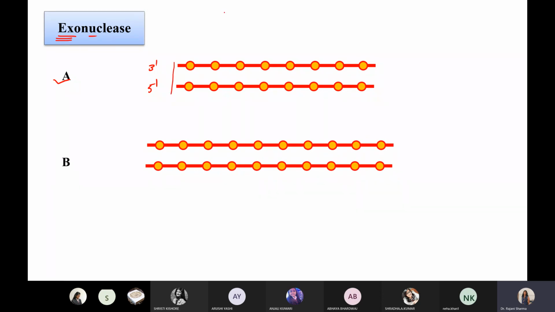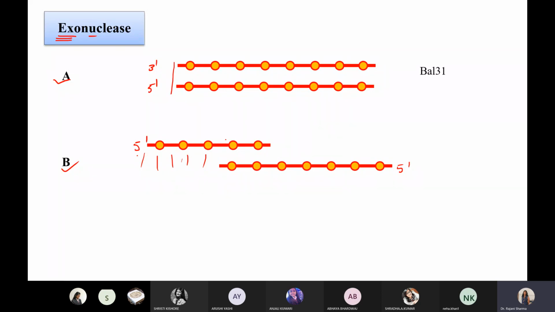Whereas the second example of exonuclease is this: it will recognize only the 3' side of the DNA, and it will start cutting DNA in such a way that we will have a hanging end. This is just hanging; nothing is in support of this end of the DNA. So this is known as the hanging end. We will have the 5' end hanging, and this type of restriction process is known as hanging end processing.